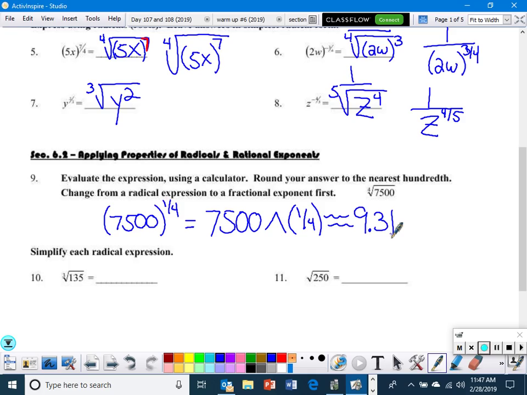Okay, the hundredths place would be 2 digits past the decimal, so 9.31. Okay, that's it for that one. Okay, number 10.